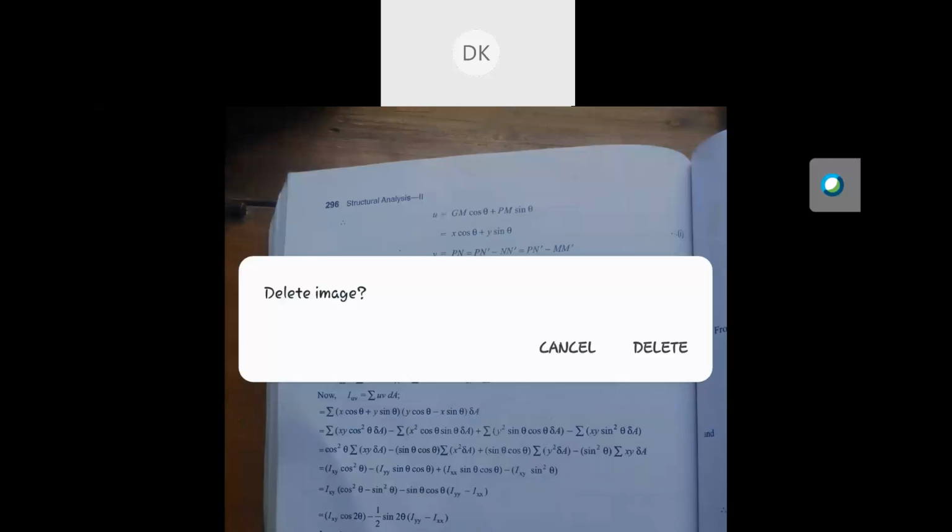If we resolve the force along the angle, u is nothing but gm cos theta plus pm sin theta. Please go through this. Gm along the x-axis, if we resolve this, gm cos theta, and along the y-axis, remember this, pm sin theta. So this gm is nothing but the distance x, and pm is nothing but the distance y. Just put this x and y, you will get that u value.